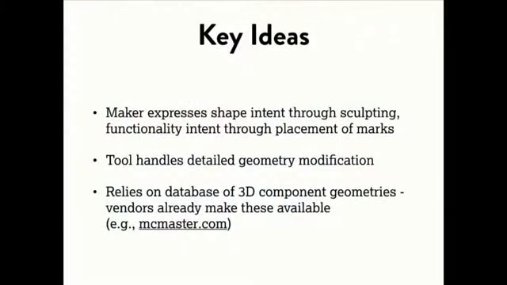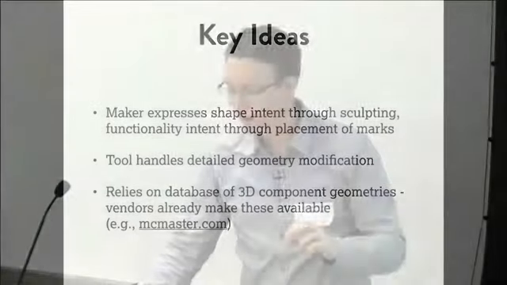So the key idea here is that a maker expresses shape intent through sculpting and functionality intent through this placement of stickers or marks. And then our tool handles the detailed geometry modification. All of this does rely on having this database of CAD information about each component available. And so one question is, is that actually reasonable to expect, or is that a deal killer?